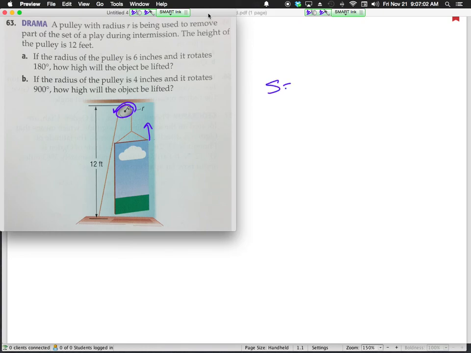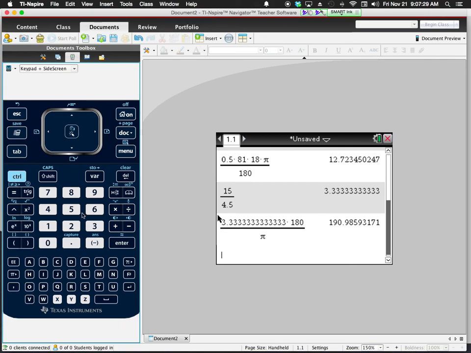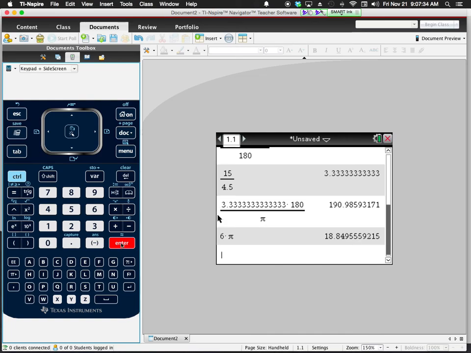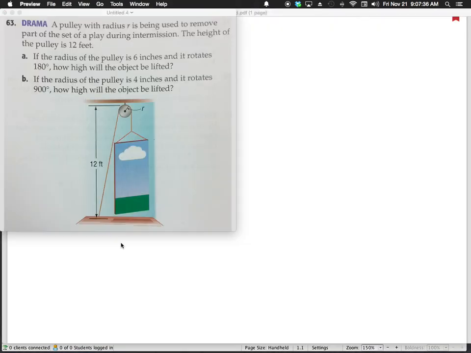So I need s equals r theta. What's my radius? Did they give it to us? 6 inches. And my angle? 180, but I want it in radians. What's 180 in radians? You better know that conversion. It's just pi, right? So I can just stick pi in there. So I multiply that, 6 times pi should be just over what? Just over 18. Yep. So 6 times pi, I press enter, 18.849.